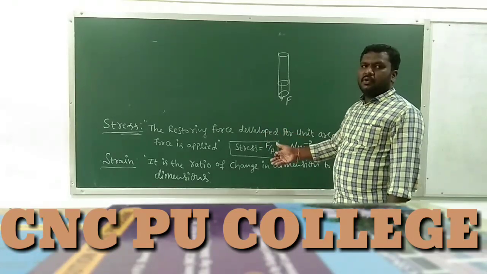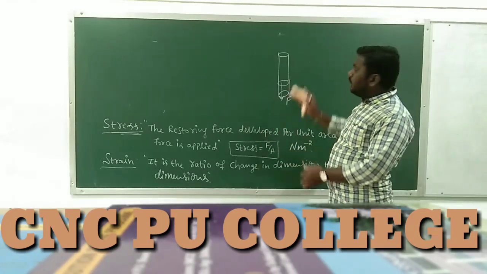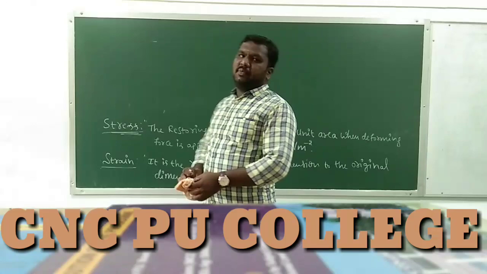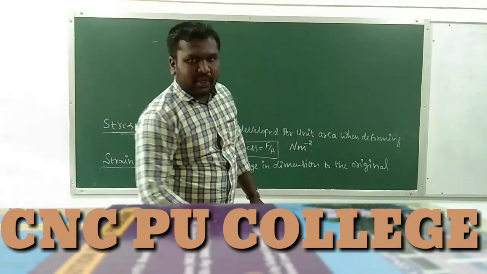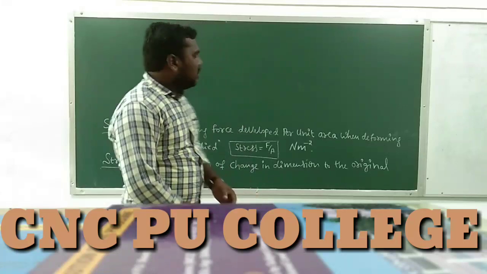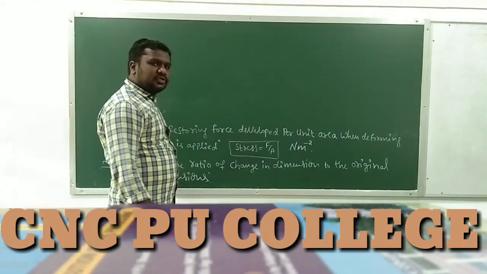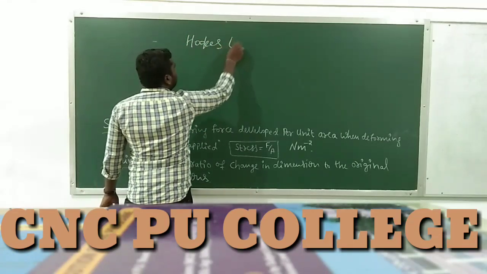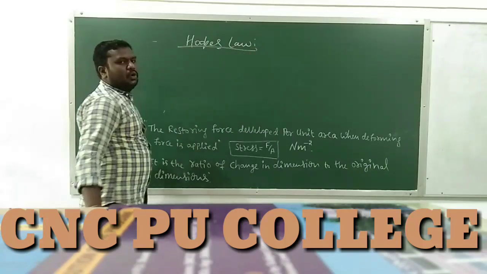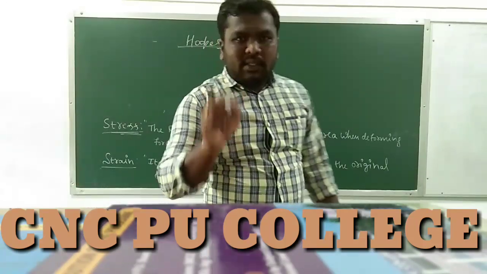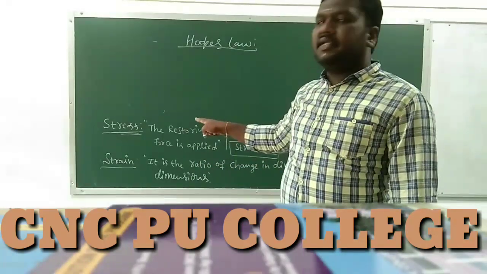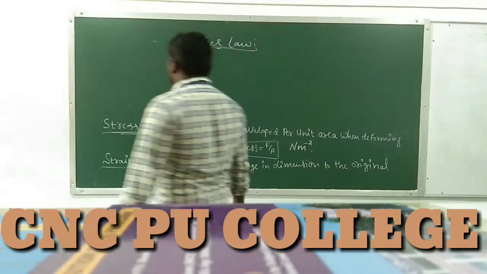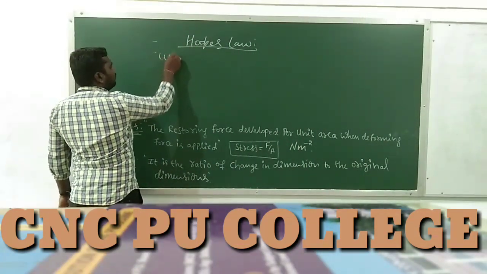So we can conclude with some limitation, that is the elastic limit. That means the object should not lose its elastic behavior. Within the elastic limit, we can relate stress and strain, and that law is called Hooke's law. Hooke's law states that within the elastic limit, stress is directly proportional to strain.